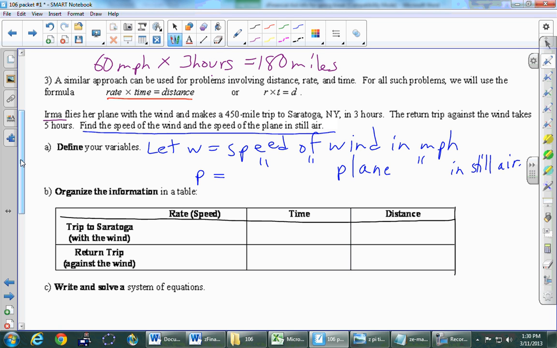Okay, so what's the first thing we noticed about our table? Yeah, there's only 2 rows here instead of a third one. There's no total row. Okay, so it's a little bit different. Let's fill in the trip to Saratoga with the wind, we're going to fill the time in. That's the easy column. Every time it seems like the middle column is the easy column. With the wind, what was the time? 3 hours. Against the wind, 5 hours.